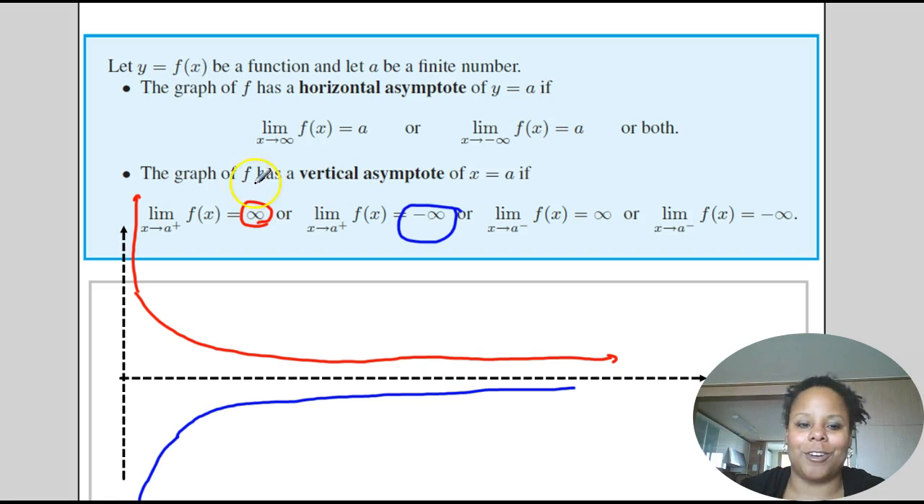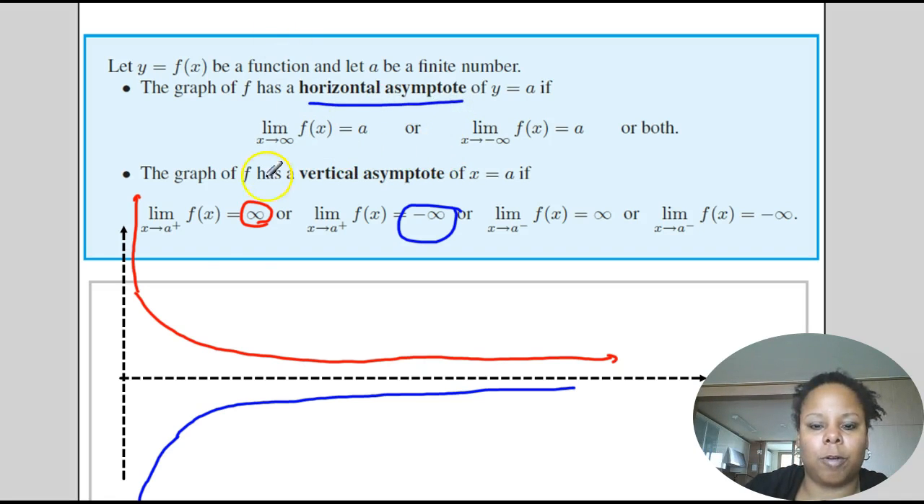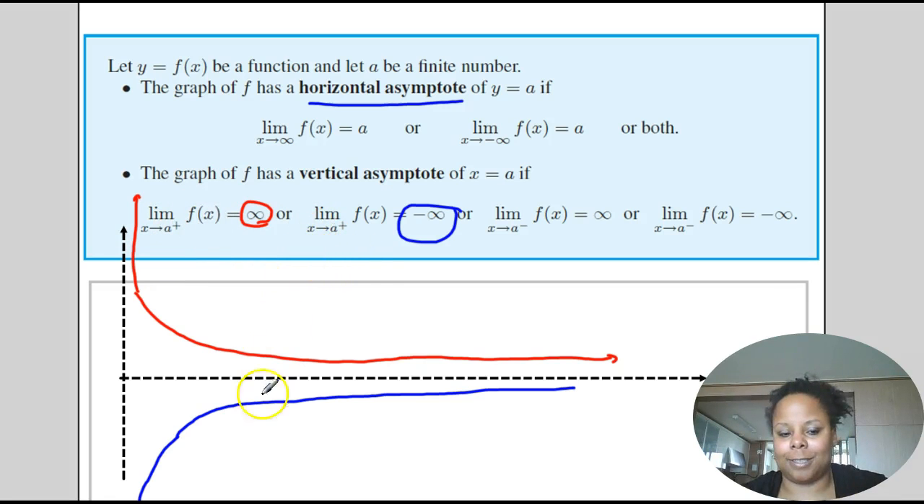Okay? If you take a look at what they're approaching, in the case of a horizontal asymptote, the x's are always approaching infinity or negative infinity. But for a vertical asymptote, the x's are always approaching a number that's not necessarily infinity or negative infinity. Okay, this video is a lot longer than I planned, but I wanted to be very descriptive, and it covers a lot of good information.